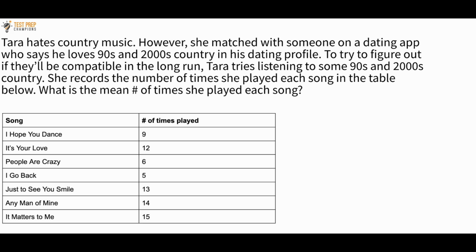To try to figure out if they'll be compatible in the long run, Tara tries listening to some 90s and 2000s country. She records the number of times she played each song in the table below. What is the mean number of times she played each song? So now's your chance if you'd like to pause the video, try to figure this out, take all the time you need, and whenever you're ready, we'll go over the answer.